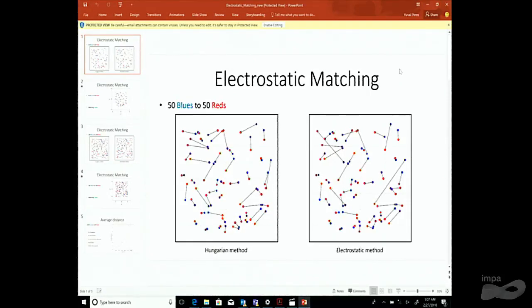This is the electrostatic method, where red and blue points are, say, positive and negative particles. Reds attract the blues according to the electrostatic potential in two dimensions. And reds, of course, repel other reds. Blues repel other blues. And the points move until they are matched. So here's a little movie of how that goes.